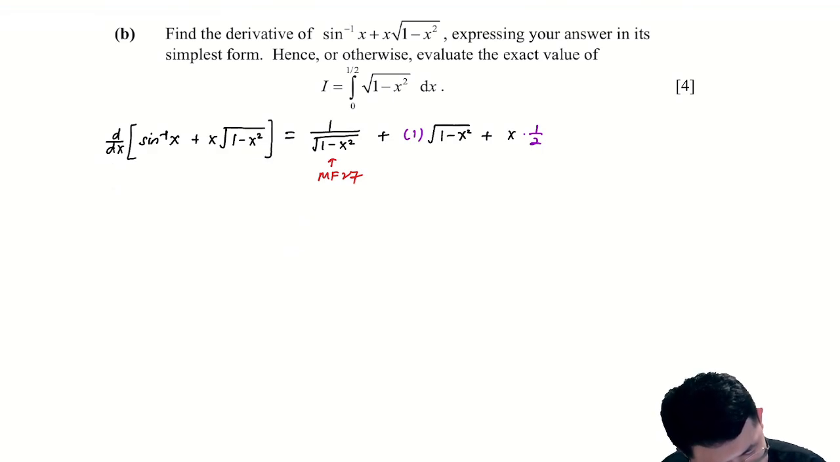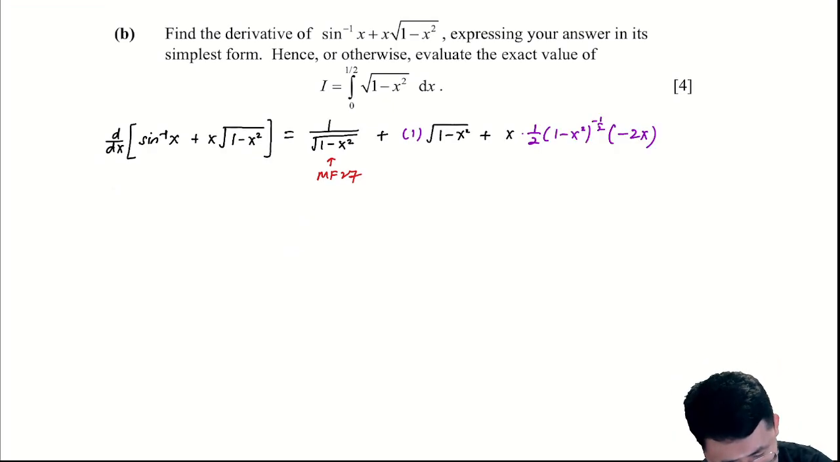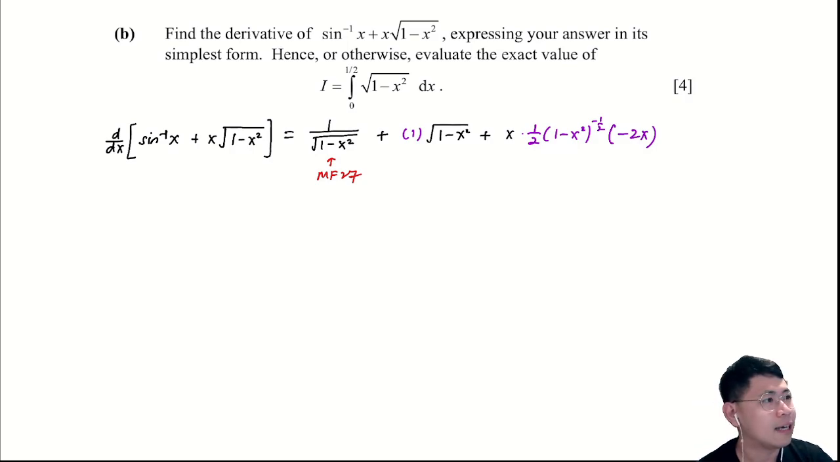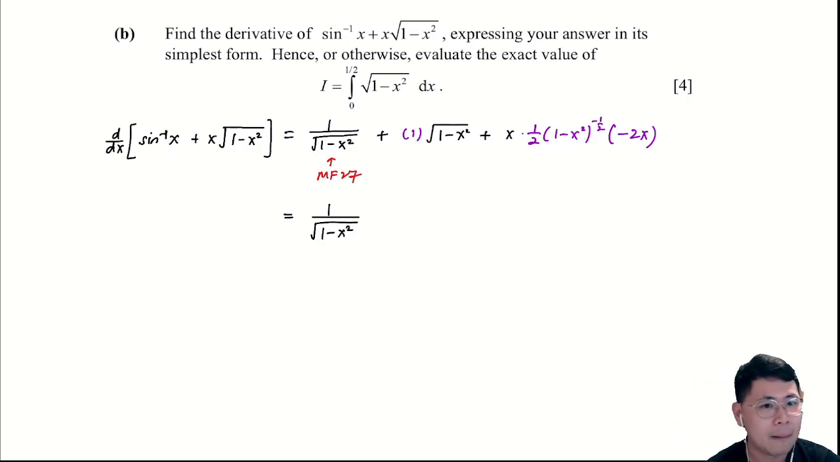Okay, then it will be negative 2x at the back. Next step, what do we do? Let's tidy up. We have 1 over the square root of 1 minus x squared plus, 1 minus x squared over here. Very nice.